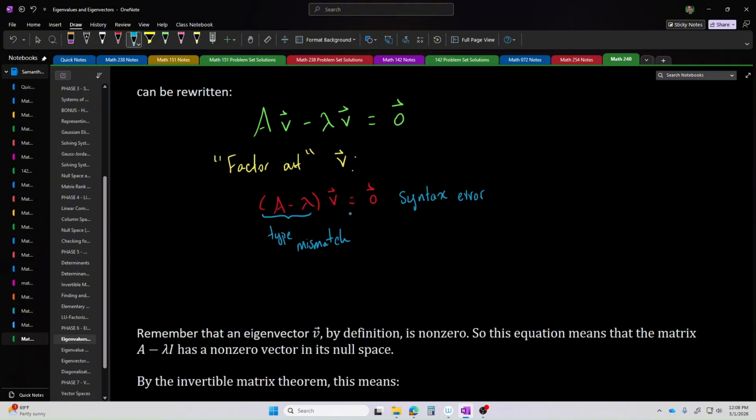So I would still like to try and factor out V, but I have to be careful how I do it. This is not the correct way to factor out V. Let's think about what would be the correct way to factor out V.